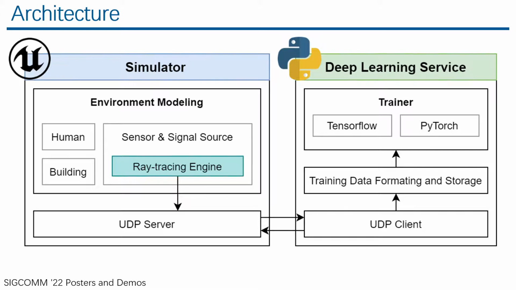This UDP layer enables remote distributed deployment by decoupling the simulator and the deep learning service. It allows the deep learning service to receive simulated sensor measurements and perform online model training. The trainer component is embedded with popular machine learning frameworks and trains the model with live measurements.